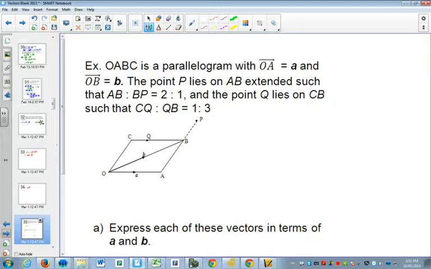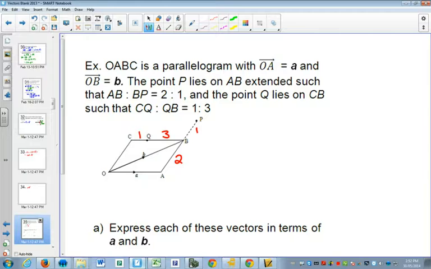Now, when it says a ratio of AB to BP is 2:1, that means that if this length has a length of 2, this length would have a length of 1. And if CQ to QB has a ratio of 1 to 3, then when CQ is 1, Q to B is 3.